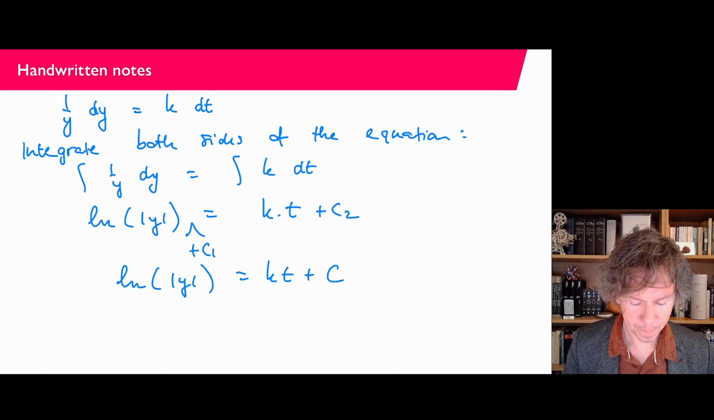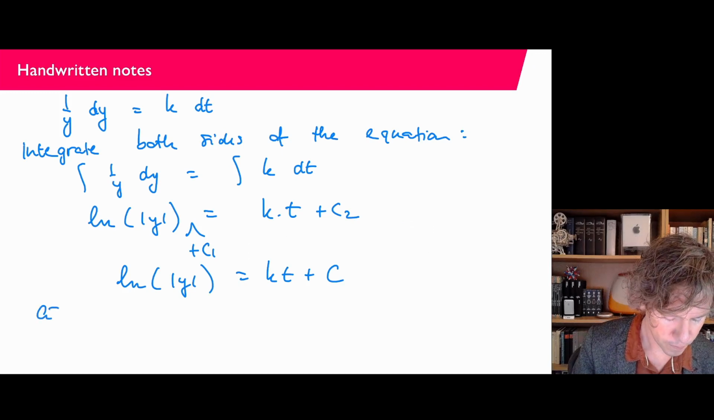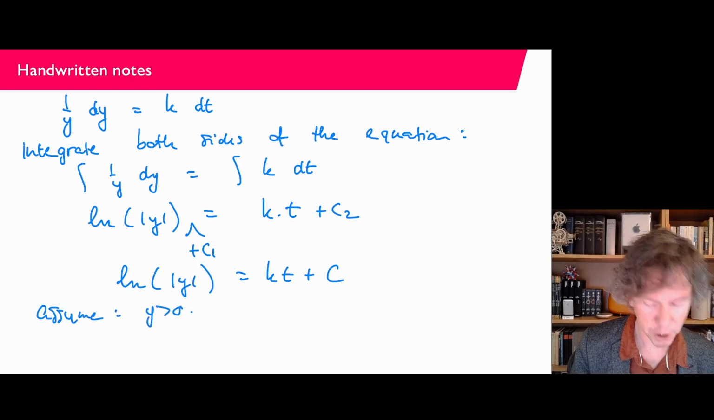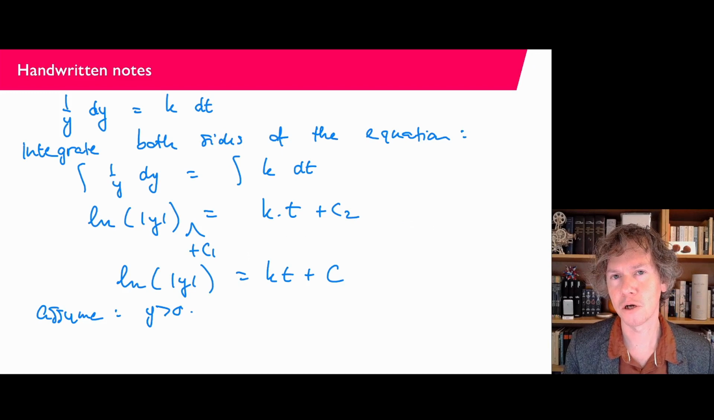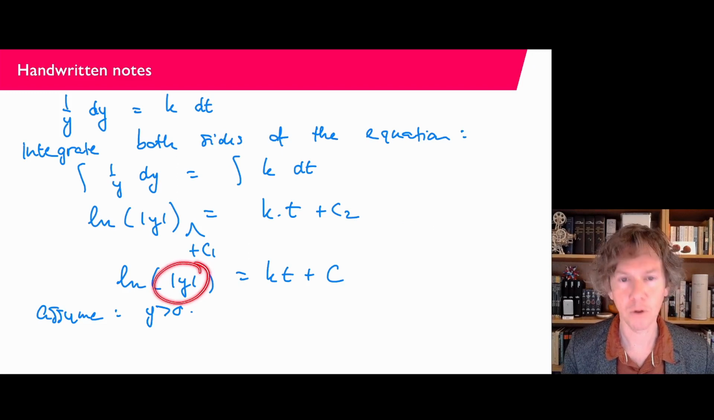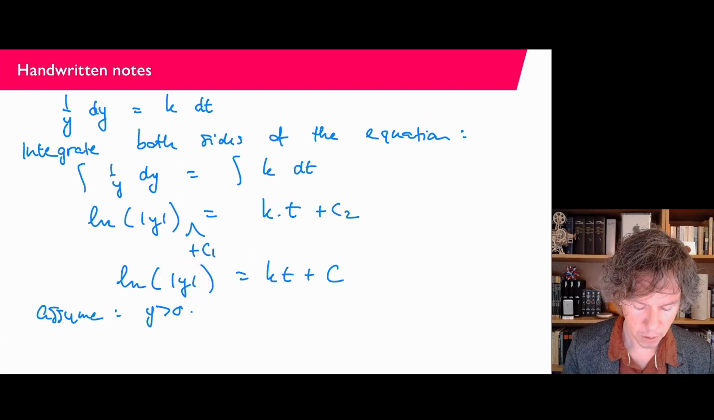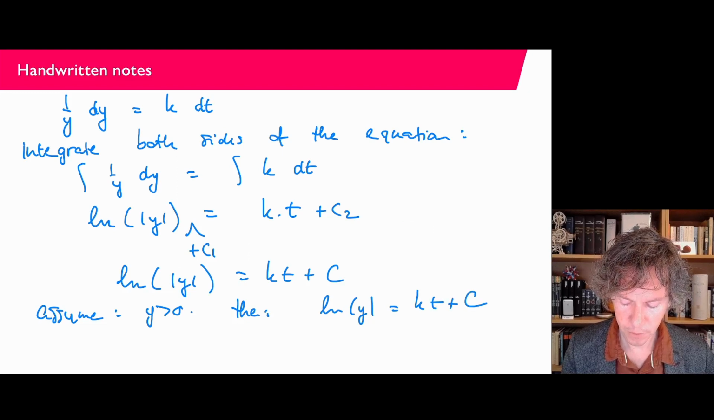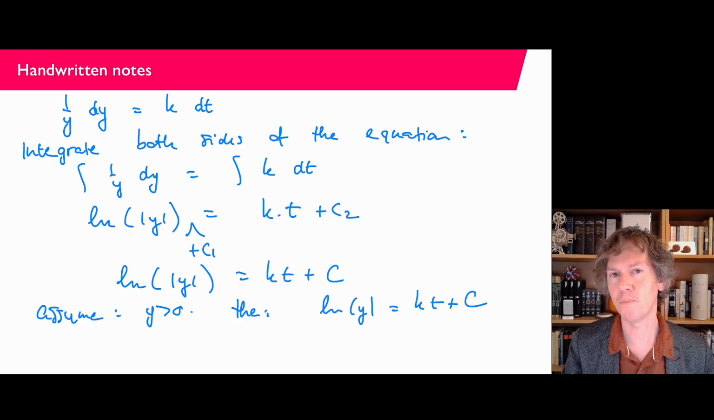Now, I'm going to assume that y is bigger than 0. So my population size is a positive number. That makes sense, right? Then I can forget about the absolute values here in the logarithm. So what we have is ln y equals kt plus c. So k we know, right? K depends on the bacteria that we're working with, but it's some constant. And c is the integration constant.